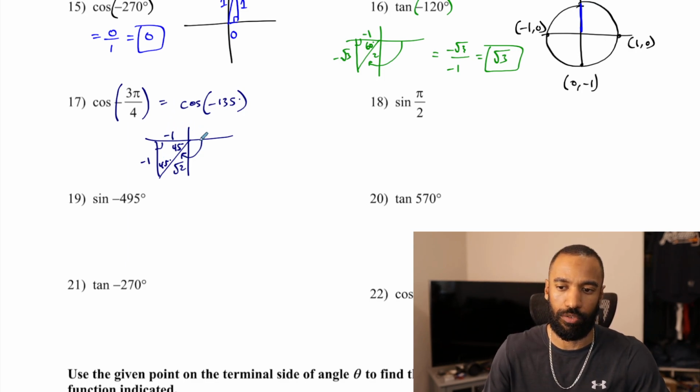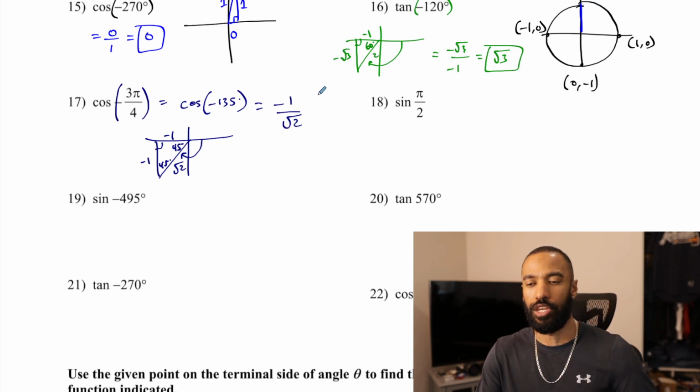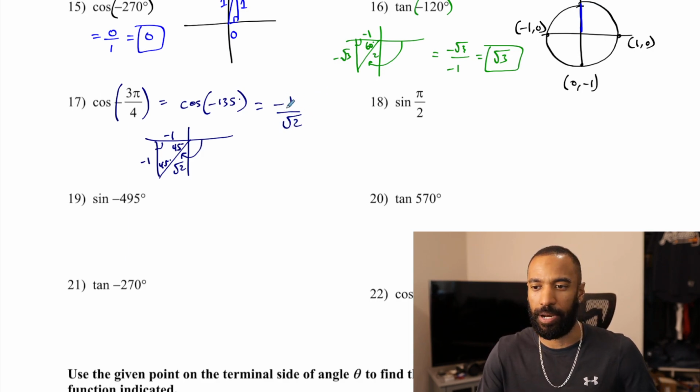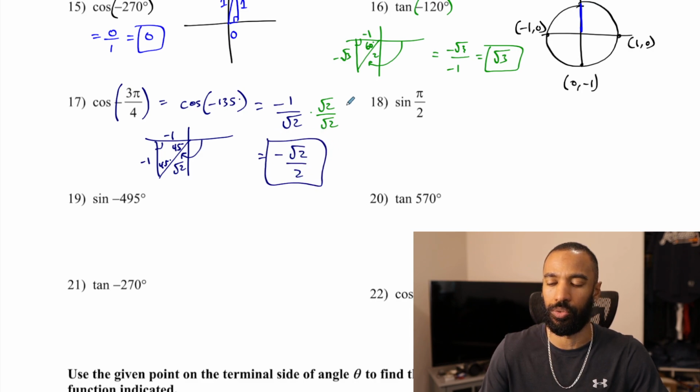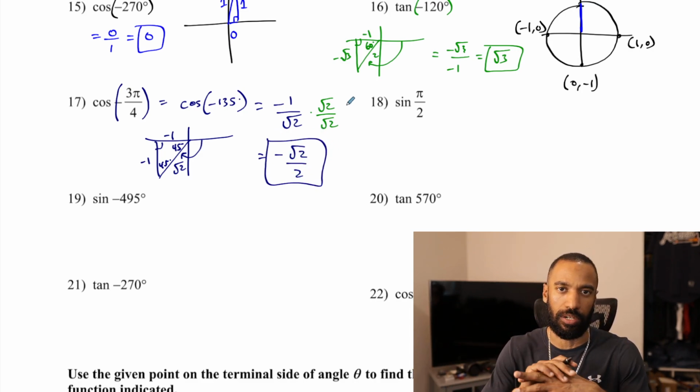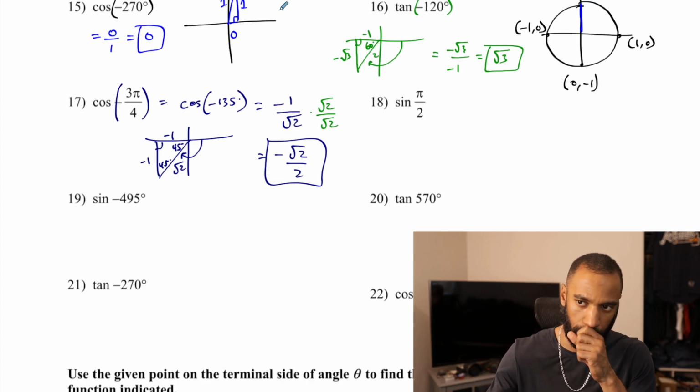Cosine is adjacent over hypotenuse. So that's going to be negative 1 over root 2. And you would be done, but here's our first denominator that needs to be rationalized. We've got to multiply top and bottom by root 2 right there, and we will get negative root 2 over 2. That's the general thing. Sine and cosine have that root 2 kind of bit going.